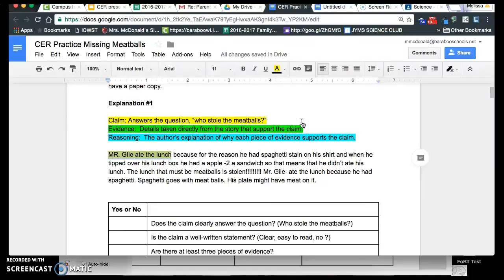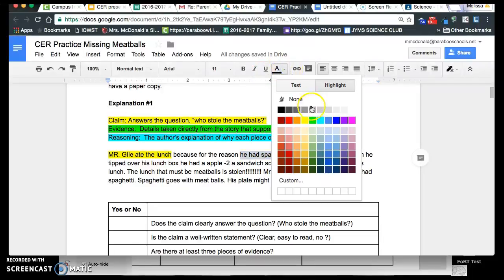Next, I'm going to look for my evidence. Evidence, it says, are details taken directly from the story that support the claim. Mrs. Studebaker will have the story posted on the board, and remember, in order for something to be evidence, it has to come right from the story. So, I noticed first, he had a spaghetti stain on his shirt. That is evidence. That was in the story.